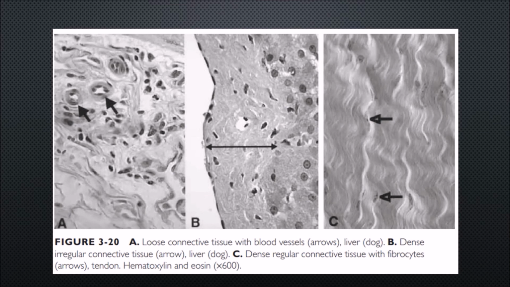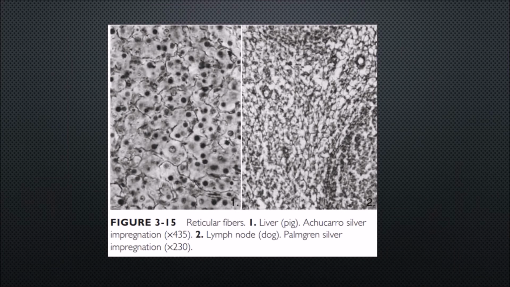So this is a picture of a loose connective tissue, the first picture. Then the second picture is a picture of dense irregular connective tissue. And the third picture is a picture of a dense regular connective tissue. And this is a picture of reticular fibers.